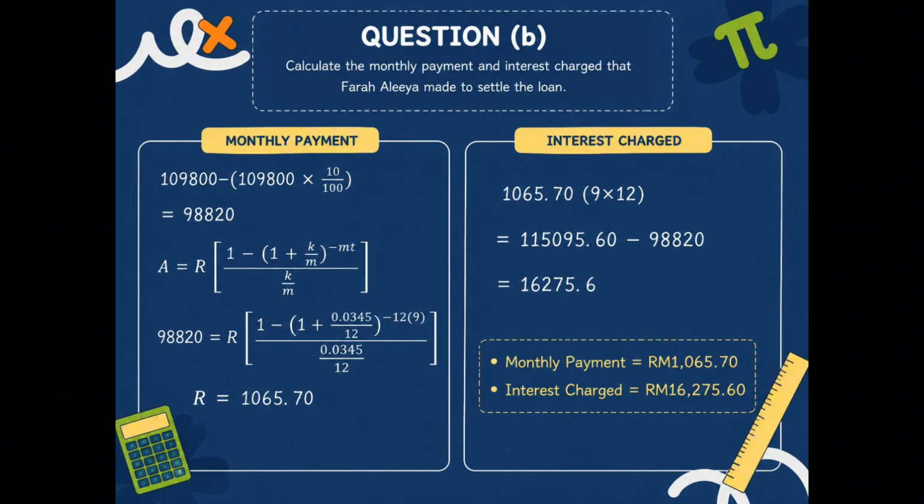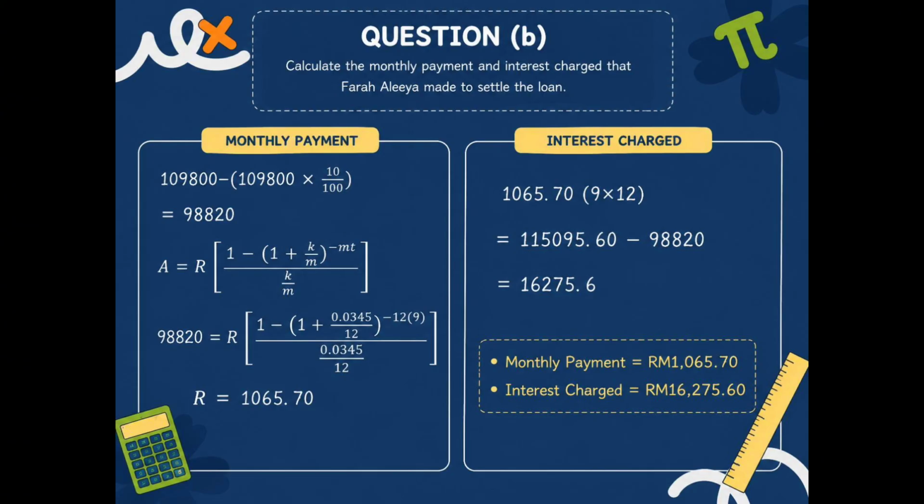Next is question B. Calculate the monthly payment and interest charge that Farah Alia made to settle the loan. To solve this question, we first need to determine the actual loan amount. Since Farah Alia made a 10% down payment on a house worth 109,800 ringgit, the down payment is deducted from the house price. This leaves a loan amount of 98,820 ringgit, which is the amount financed by the bank.